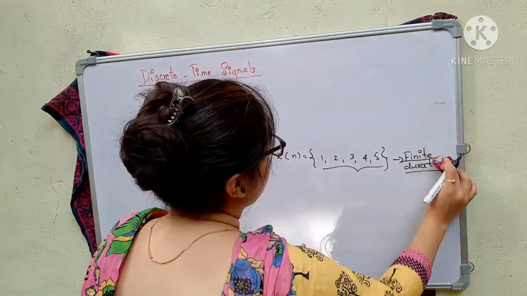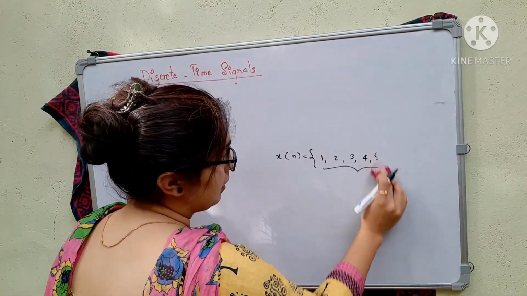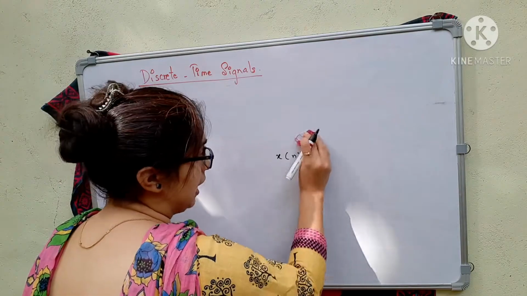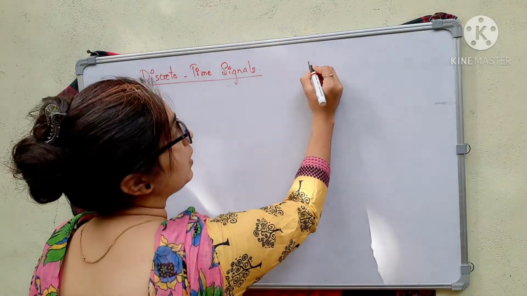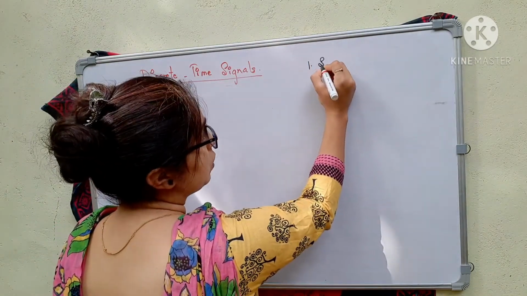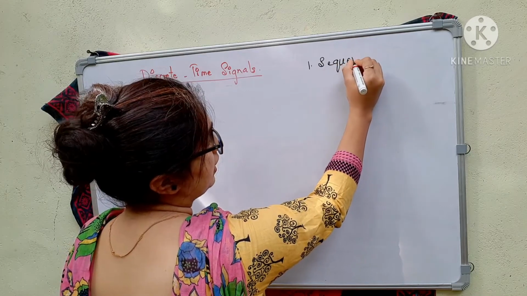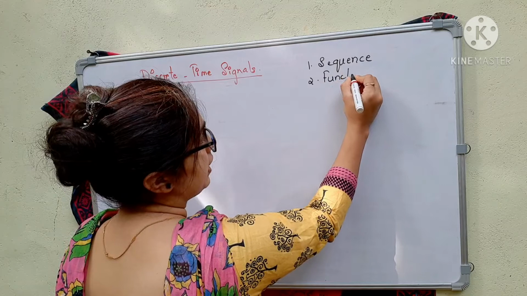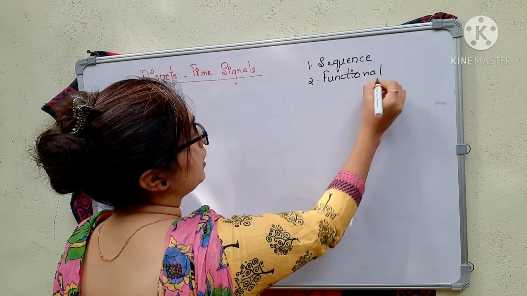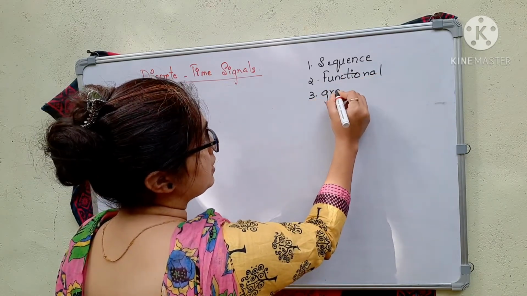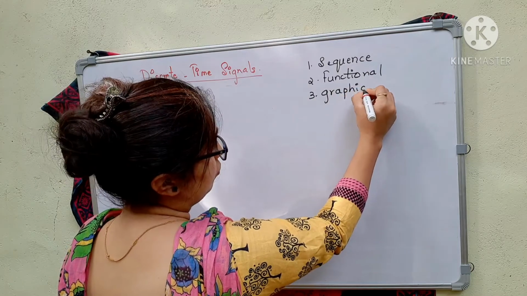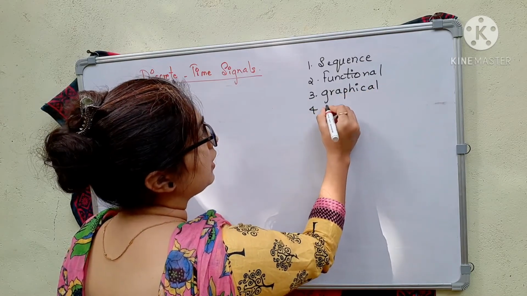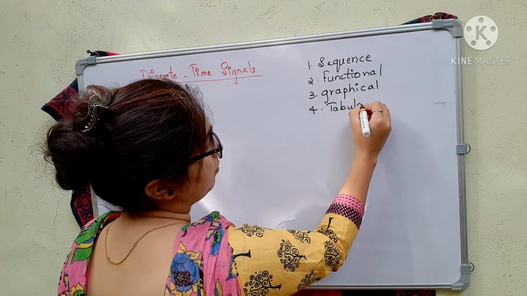We can represent discrete time signals in 4 types. The first one is sequence representation. Next we have functional representation. The third one is graphical representation. The fourth one is tabular representation.